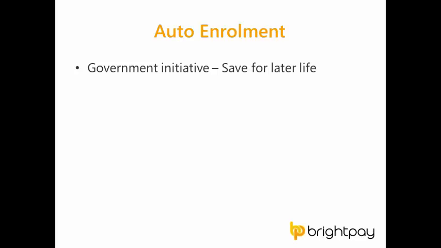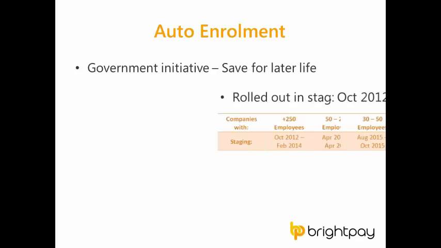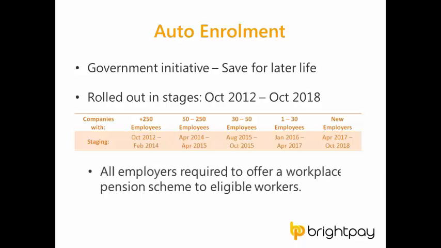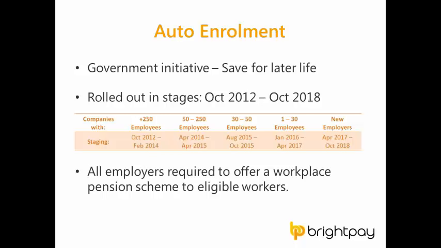Auto-enrollment is a government initiative to help more people save for later life through a pension scheme at work. It is being rolled out in stages across all employers and started with the larger employers in October 2012. By October 2018, all employers will be required to offer workplace pension schemes to eligible workers.